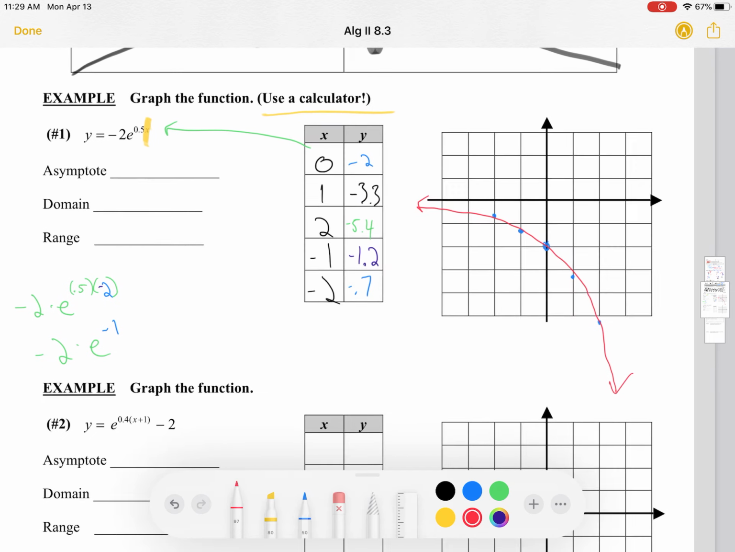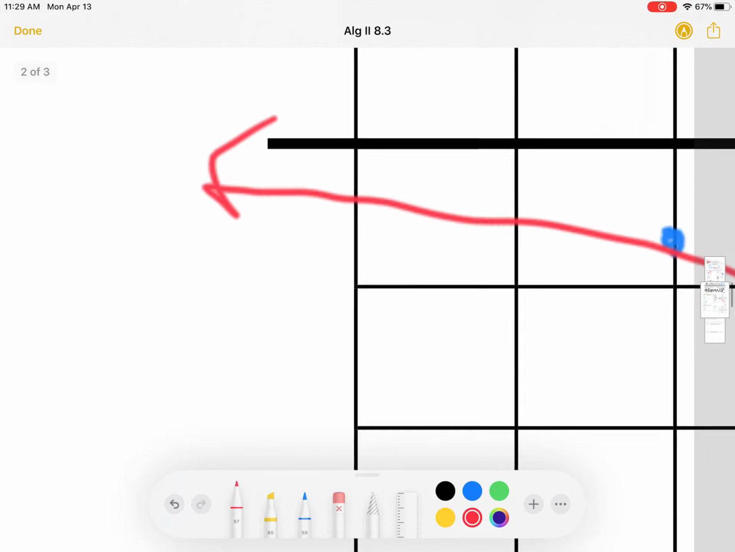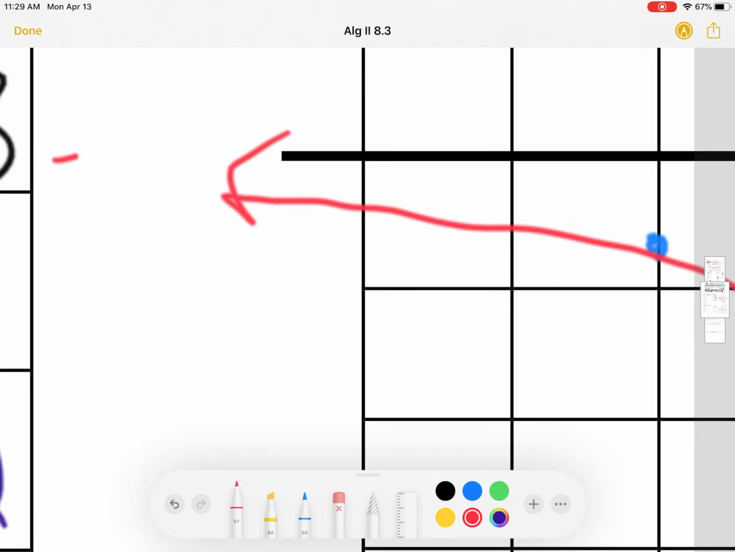So now we just got to figure out what our asymptote, domain, and range are. Now, if you remember, an asymptote is something that it gets really, really close to but doesn't touch. In other words, what's going to happen is this line is going to get infinitely close, that shouldn't have been red.